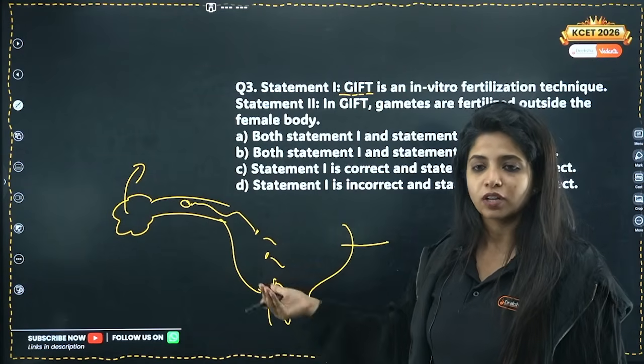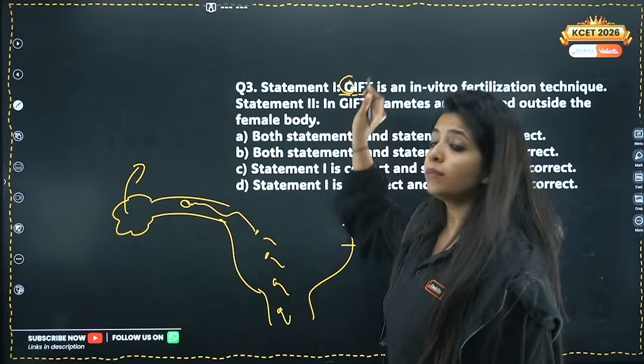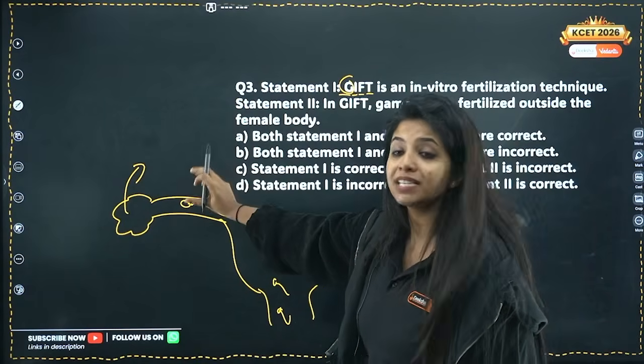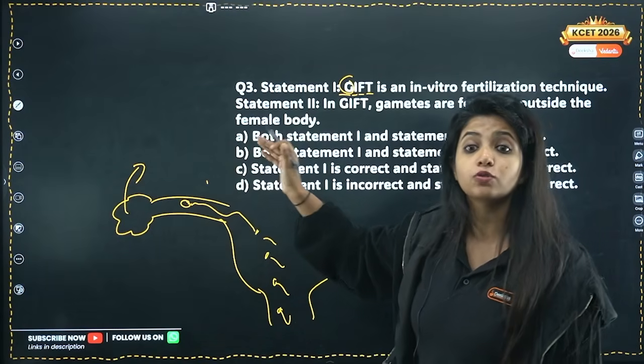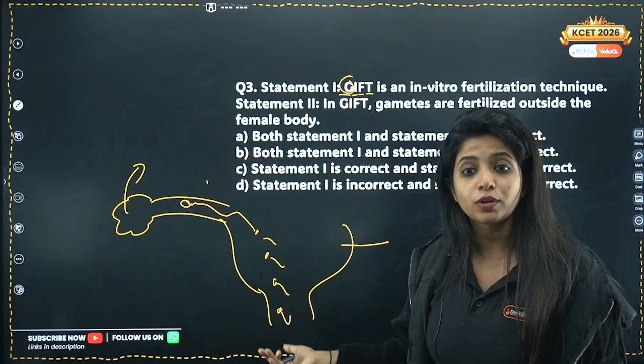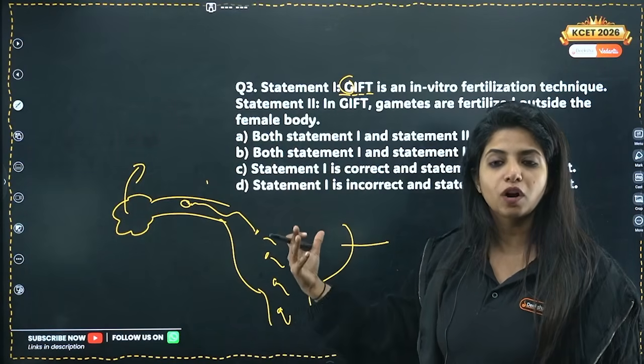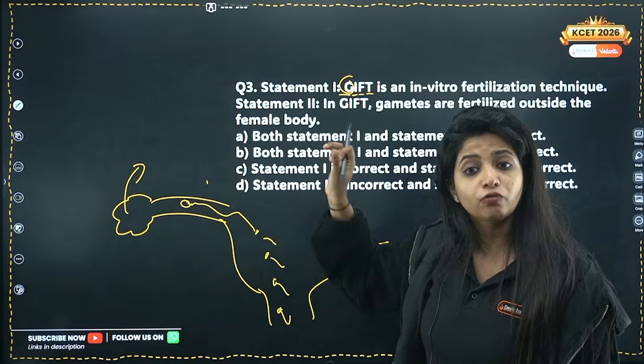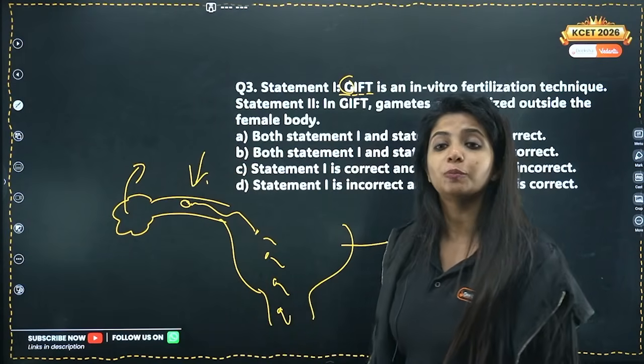Gamete intrafallopian transfer is where you take the gametes from a donor who is able to produce them, and you put them inside the fallopian tube of this particular female who is not able to produce gametes, or is not producing good quality gametes. Why up there? Because fertilization has to happen in the fallopian tube itself.